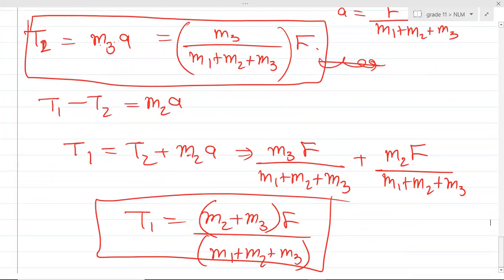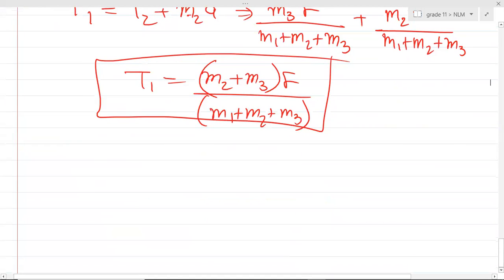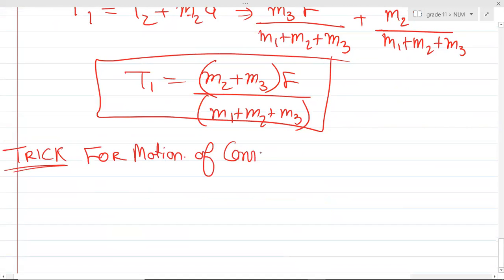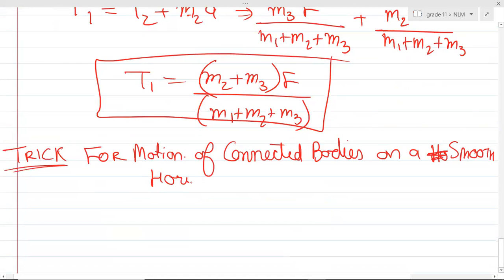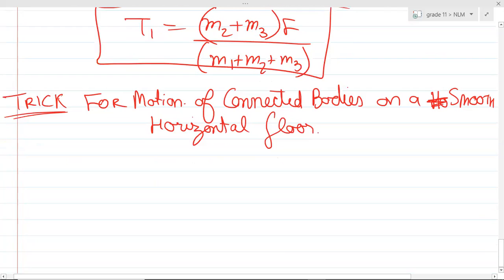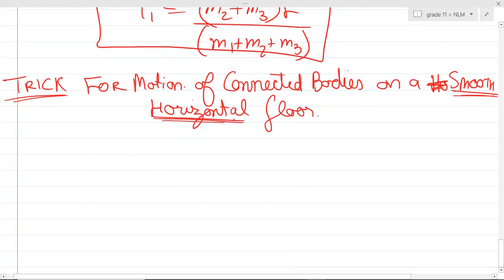Guys, did you understand how to solve these types of questions? Just draw the free body diagram. Once you're done with the free body diagrams, then motion of connected bodies on a horizontal floor, smooth horizontal floor. Whenever it is a smooth horizontal floor, how will you do it?